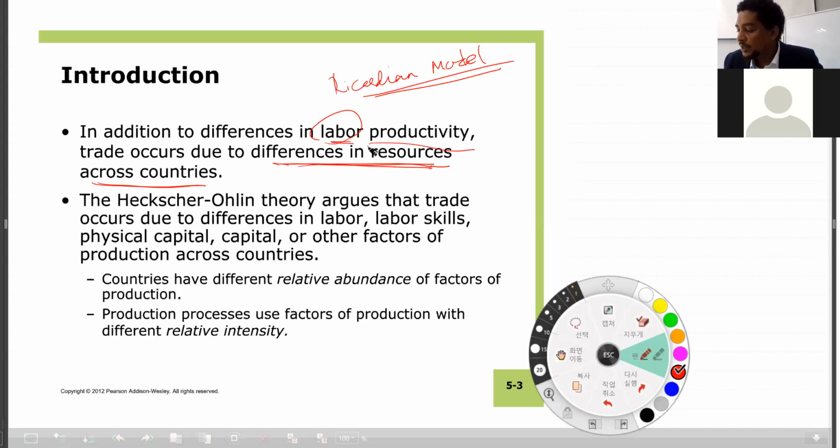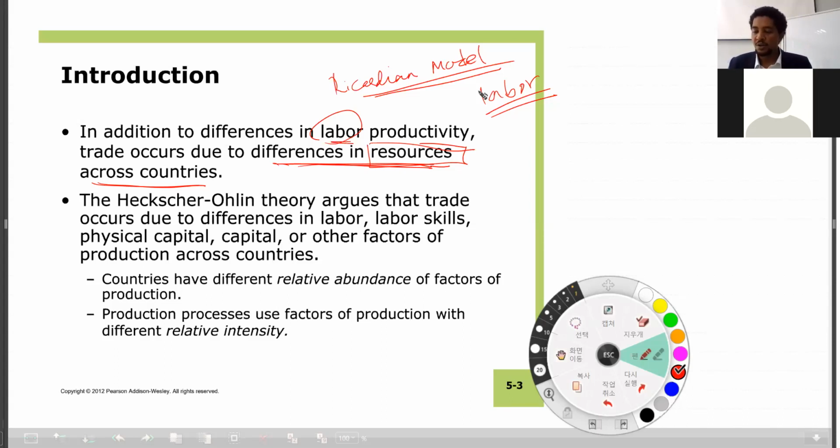Actually, they believe that it is this difference in abundance of resources that determines the competitive advantage of trade. So the Heckscher-Ohlin theory argues that trade occurs due to differences in labor, labor skills, physical capital, or other factors of production across countries. You might remember that in the Ricardian model we said there is only one factor of production, and that is labor. And this labor is what differentiates one country from the other, and that is the source of competitive advantage. So we are building up, trying to understand the labor aspect of trade, and now we will be talking about other factors, the resources.